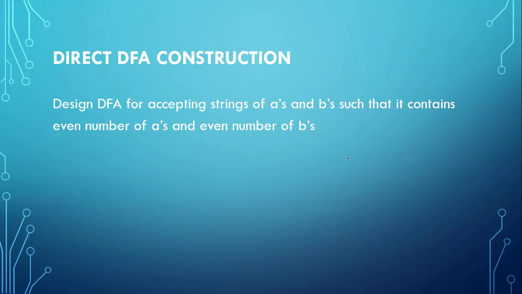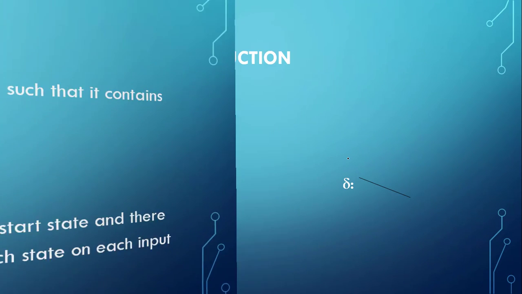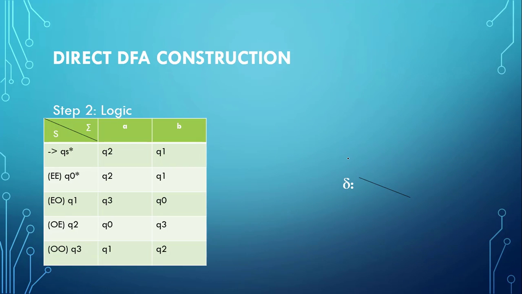So the next example is finding even number of A's and even number of B's to be present to get our input string accepted by our DFA. So here we have step number 1, the definition of DFA. Step number 2 is logic, wherein the first column will represent the number of A's and the second column is going to represent the number of B's. So we have QS, Q0, Q1, Q2 and Q3.